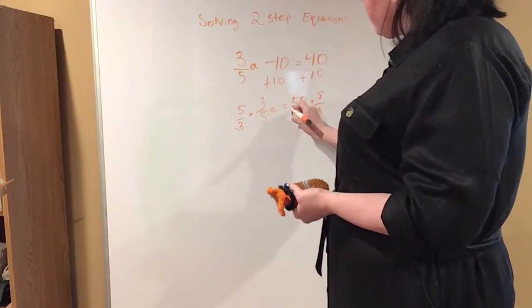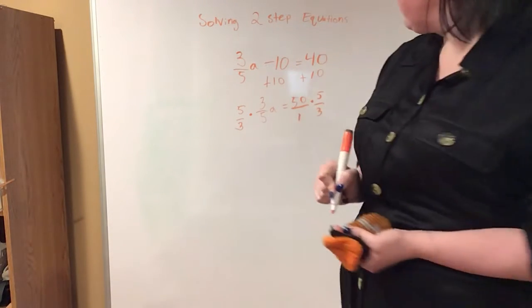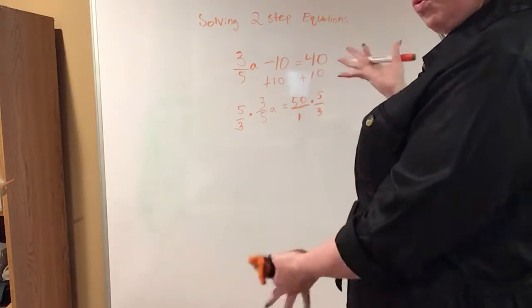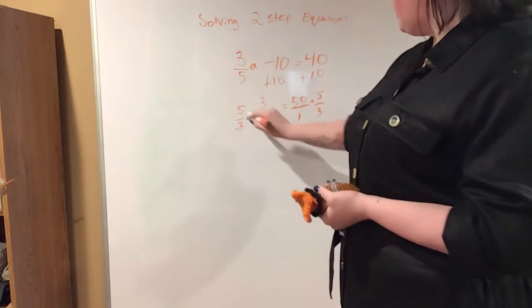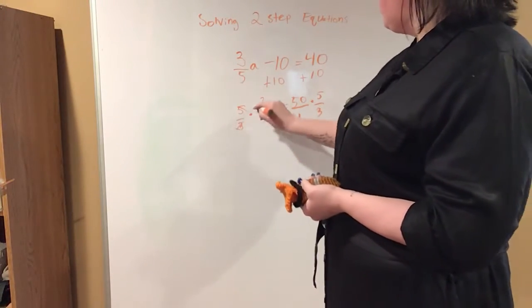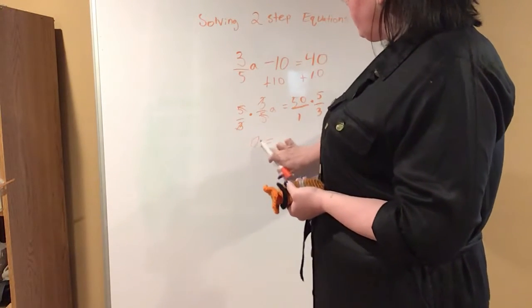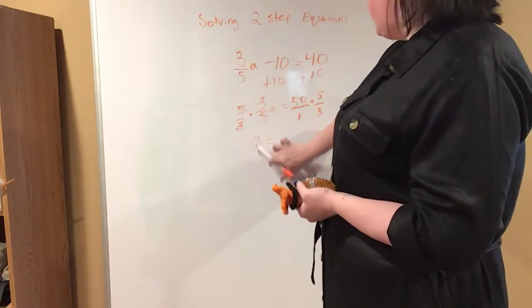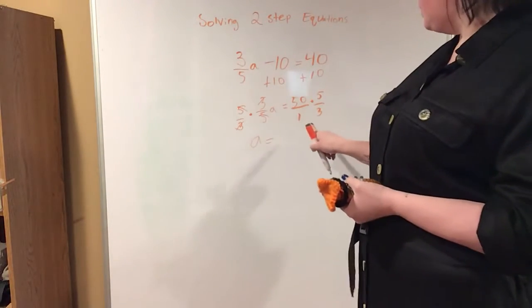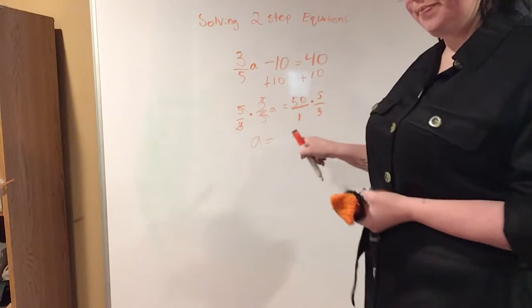So you can put any number over 1. Like that. Cool, huh? Right? So now this would go away, this would go away, and you'd be left with an a. This one, a little harder to do, right?